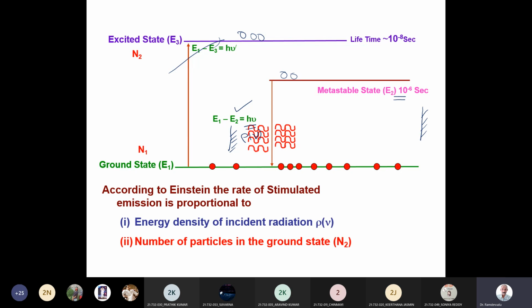And therefore the rate of transition is proportional to the supplied energy, that is called rho mu, and also depends on the number of atoms here, which we call N2. Thereby I can write D21, which we call stimulated emission, is equal to B21, called the Einstein coefficient, times the number of atoms in the excited state, times this incident energy density. These all we have seen.